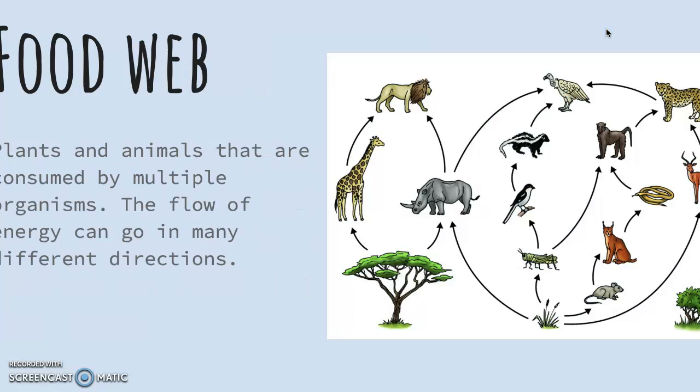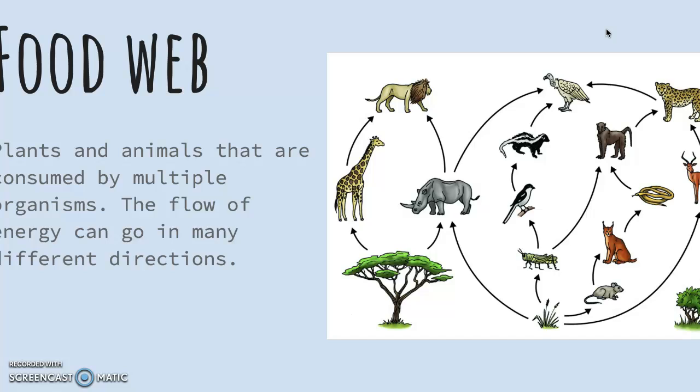A food web is a little bit different. So those are the plants and animals that are consumed by multiple organisms. The flow of energy can go in many different directions. So we'll see the plants on the bottom of this picture here. There's a tree, looks like some cattails, and a shrub. So we'll follow the arrows up from those plants on the bottom to get to animals like the giraffe or the gazelle. Those are animals that eat the plants on the bottom.